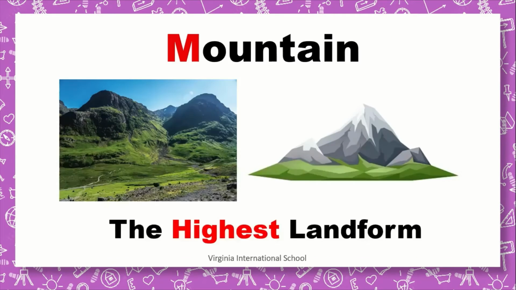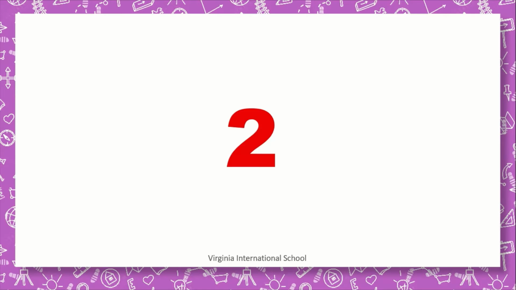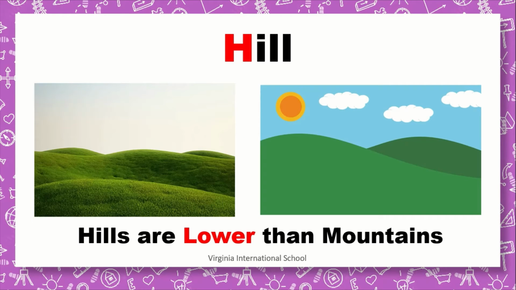Number one is a mountain. A mountain with an M is the highest landform. If you look at the land around us, you will not find anything higher than a mountain. A mountain. Number two is a hill. A hill is lower than a mountain, and it has a curvy look like the letter M. It's called hill.